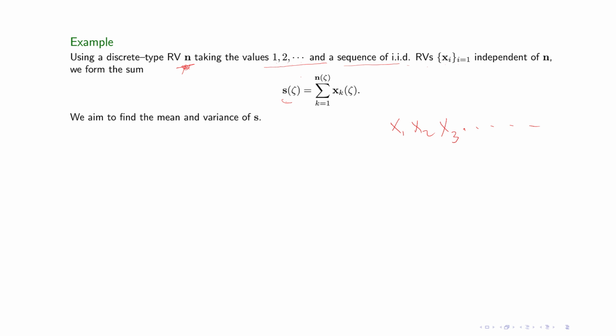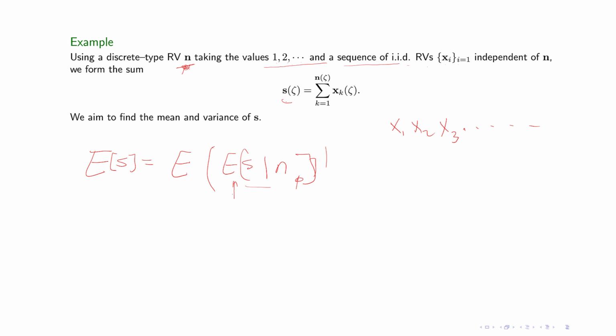Now, in this example, we want to find the mean and variance of S. So what's going to be the mean of S? If I try to do that, how could I do it? You cannot do it in one shot. So what I do is calculate the mean of S first, given N equal to, let's say, n, and then replace this n by a random variable. So I calculate the mean of S given n.